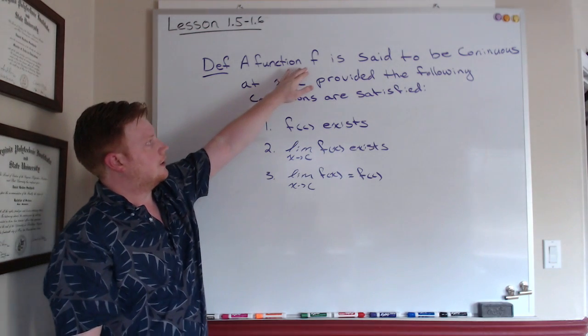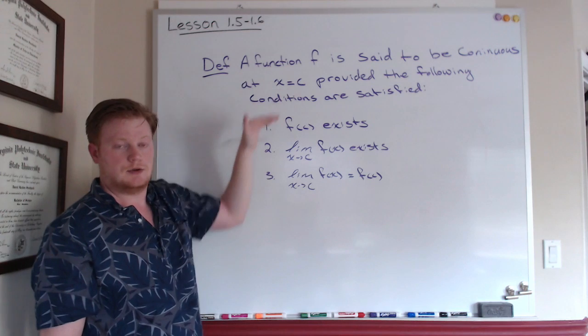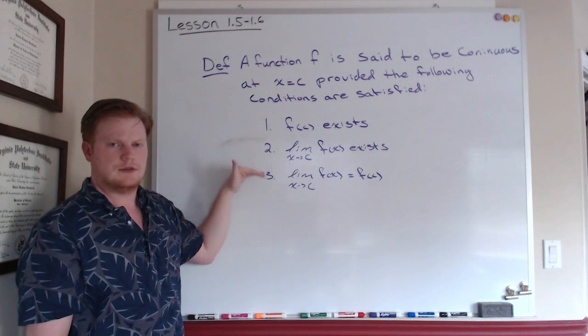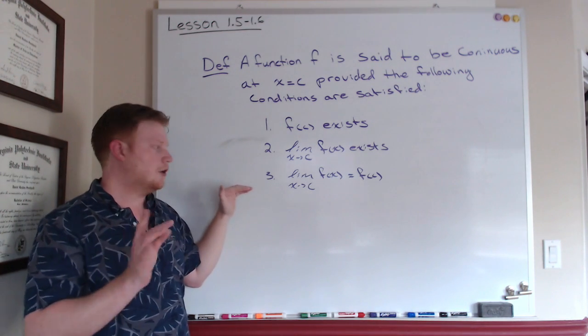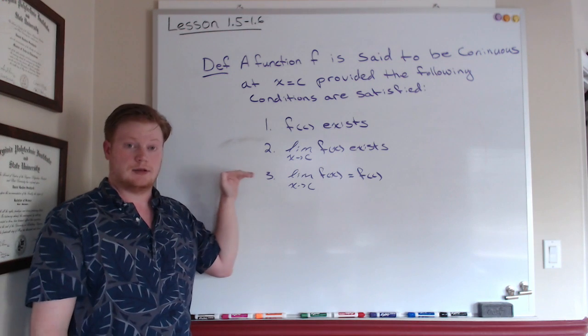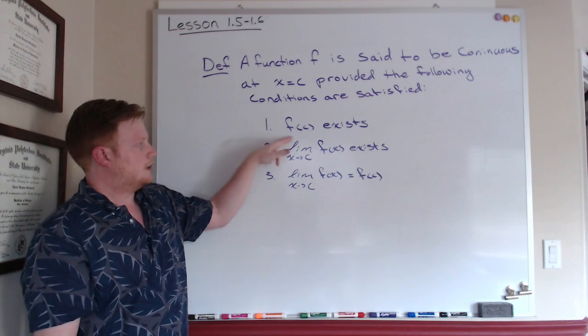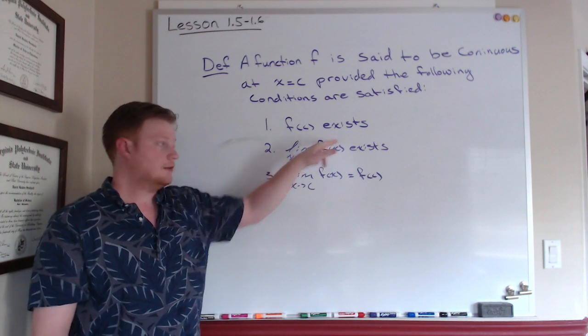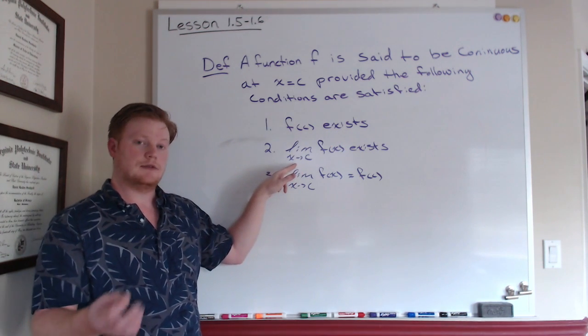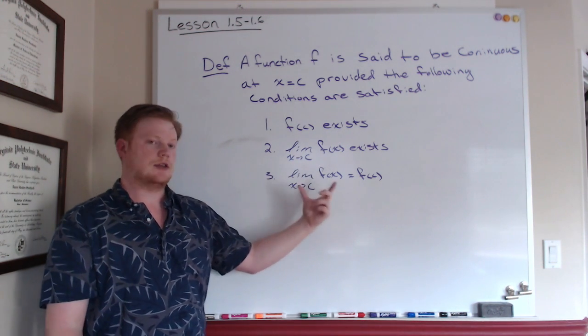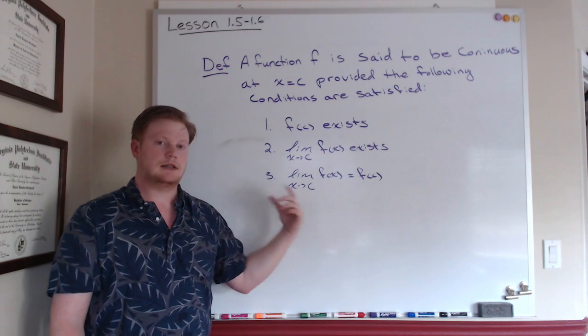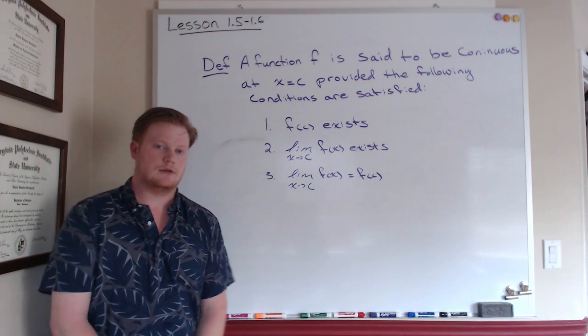So if you're asked whether or not a function f is continuous at a given point, all three of these things must be shown. It is not okay to just show three. You must show 1, 2, and 3. 1 being that the function exists at the point, 2 being that the limit of the function at the point exists, and 3 finally being that the limit is equal to the value of the function.